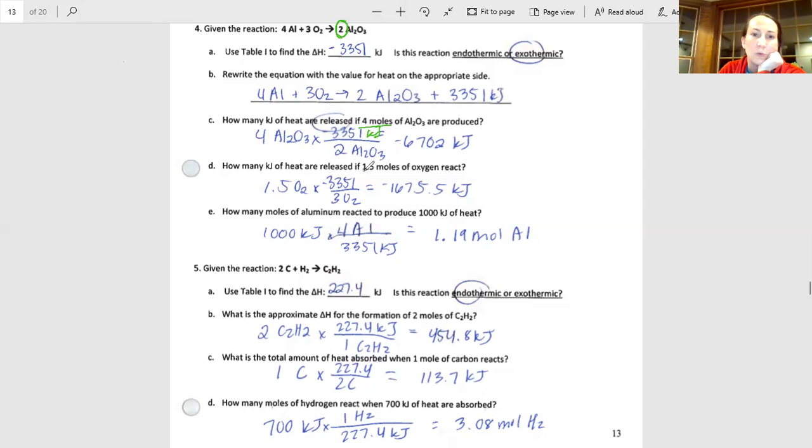On the next one, 1.5 moles of oxygen. So that's what I started with. 3 moles of oxygen on the bottom from 3 right there. And then the heat value on top.